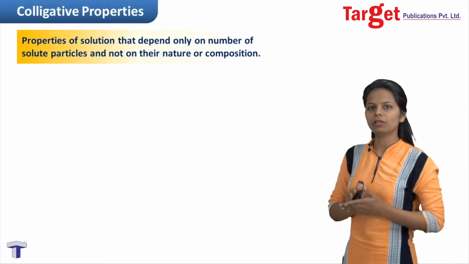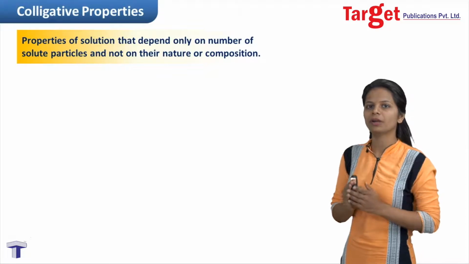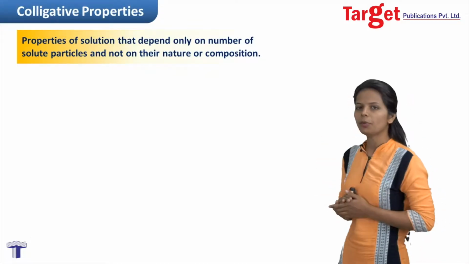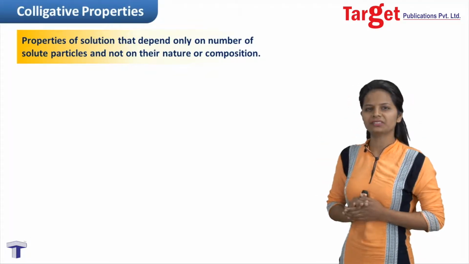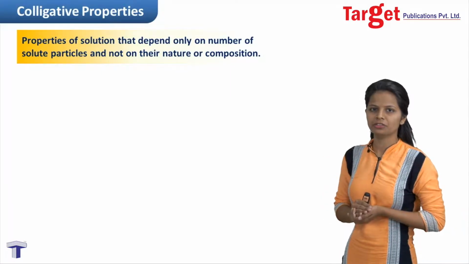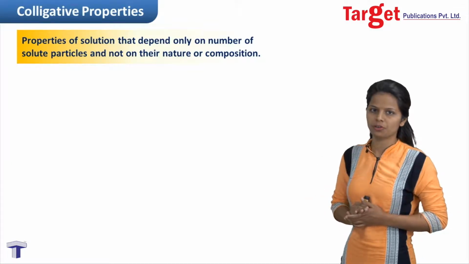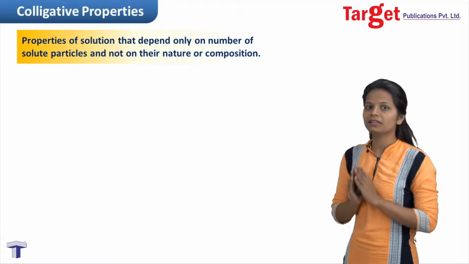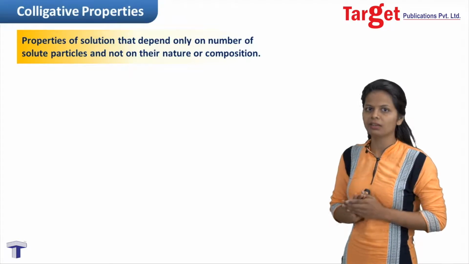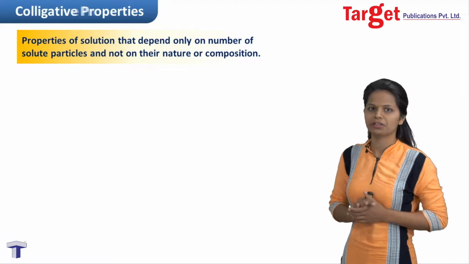Before talking about abnormal colligative properties, let's have a quick review of what exactly we understand by colligative properties. Colligative properties, as we all know, are the properties of the solution which depend only on the number of solute particles present in the solution, and they are completely independent of the nature or the composition of solute particles. You must note that the solute particles which we are studying here are non-electrolytic, non-volatile and non-associated in nature.